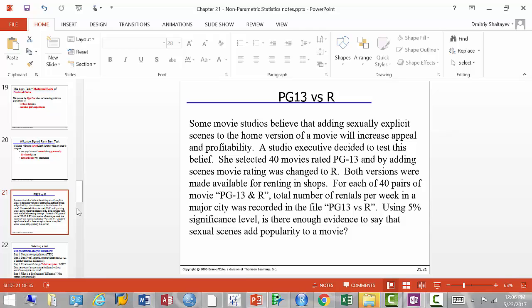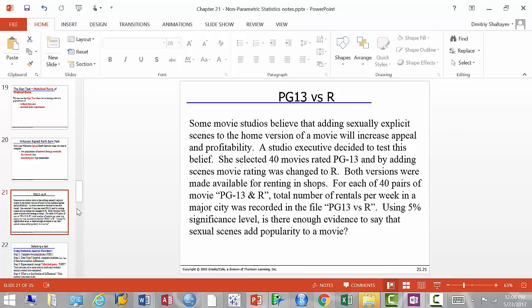So here is what the executive decided to do. They took 40 movies that were rated PG-13, parental guidance under 13 years, and added some explicit scenes, an extended version of the movie. After that, the rating was changed to R. And they made these movies available. So this is a family version, sort of, and this is an R version of the same movie. So people have an option which one to rent, online or offline or whatever. And they placed them out there for rent.